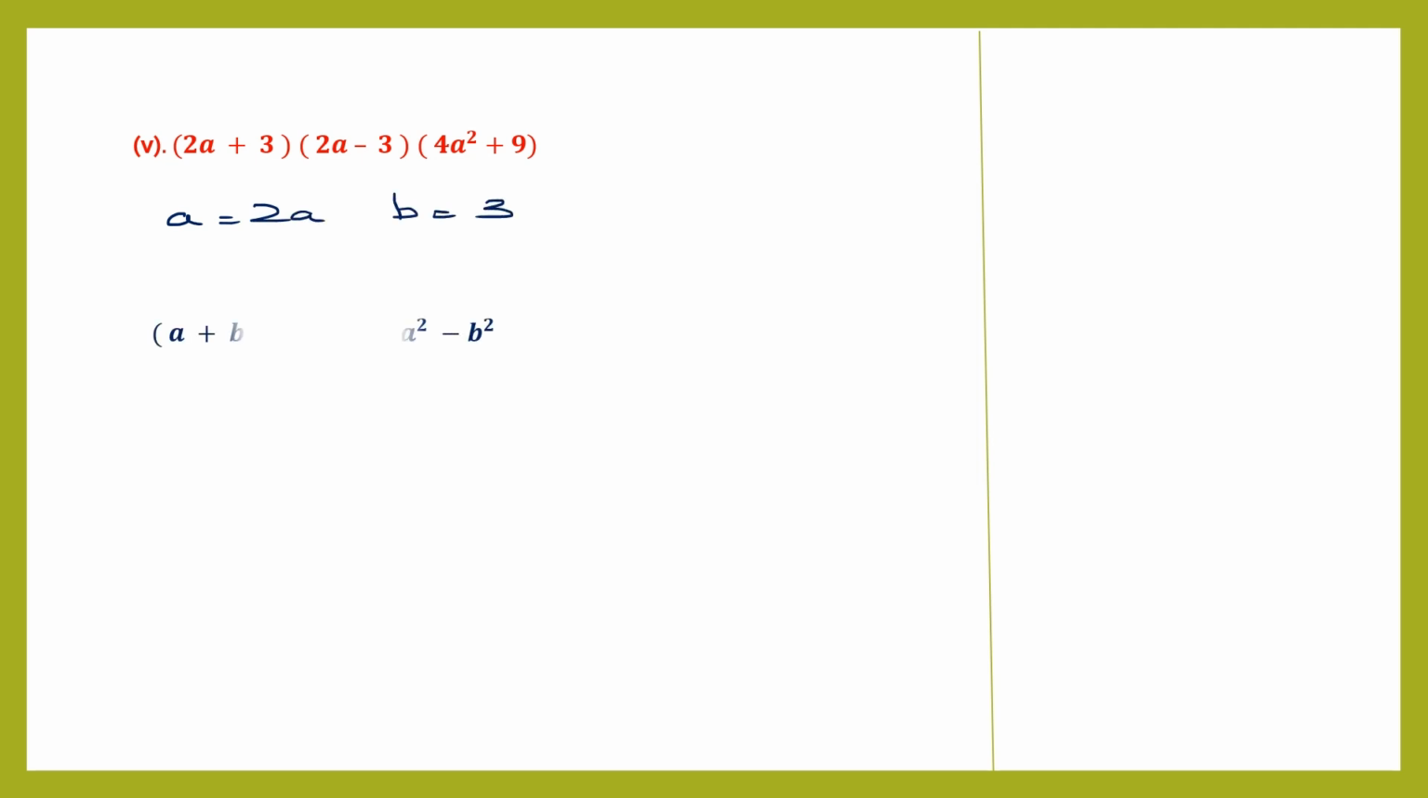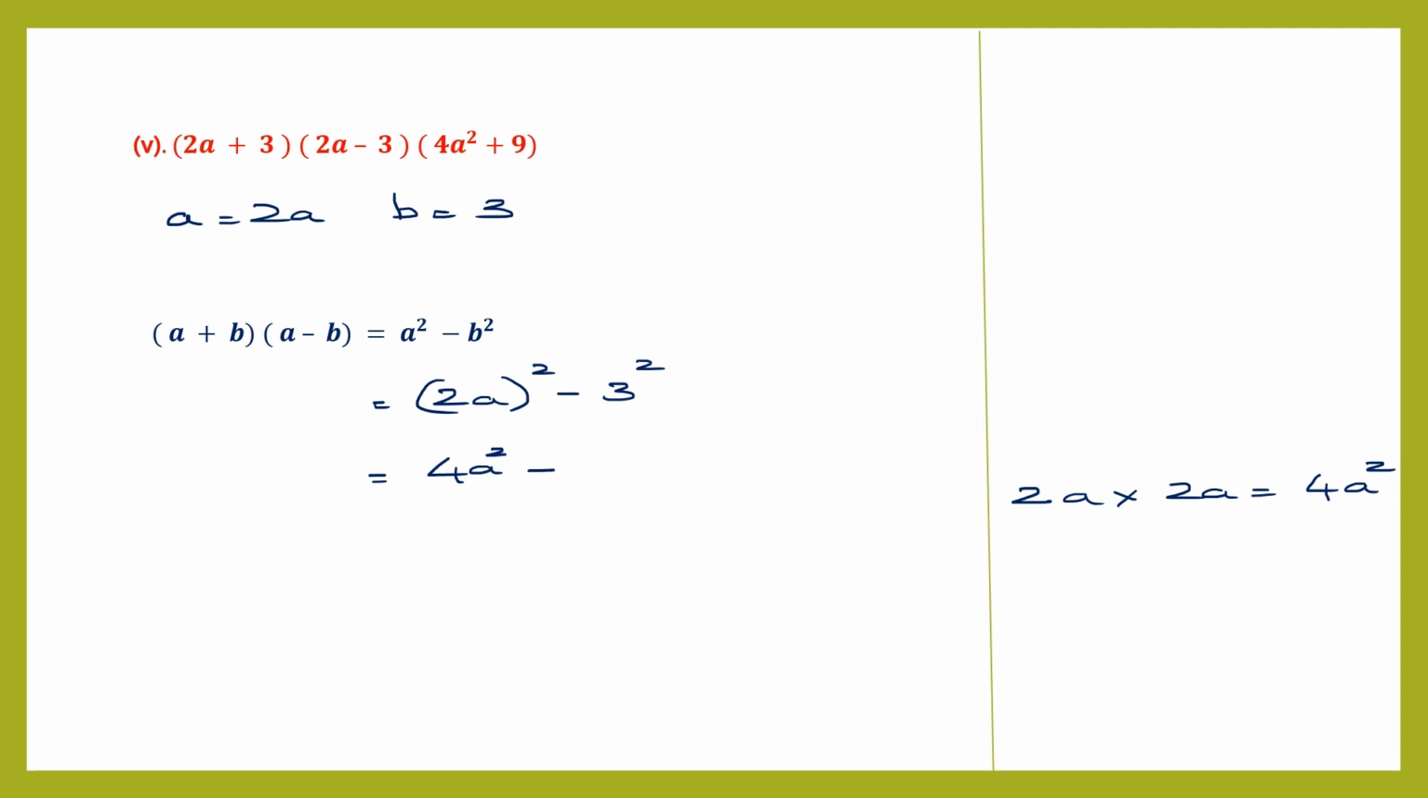So now the formula is a plus b into a minus b is a square minus b square. And what is a? A is 2a, so a square is (2a) square. What is b? B is 3, so b square is 3 square. Now (2a) square means 2a into 2a. 2 2's are 4, a into a is a square. So this is 4a square minus 3 3's are 9. So the first part we got 4a square minus 9. So we finished multiplying the first two binomials and we got this answer.